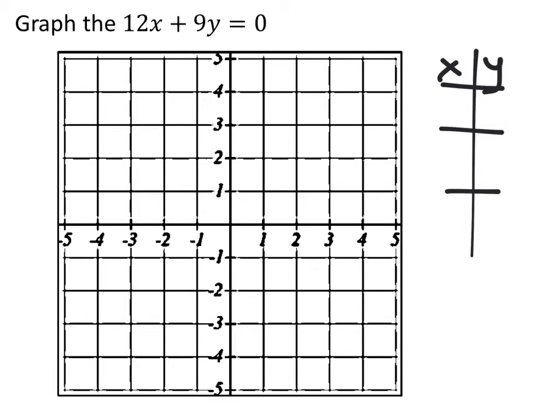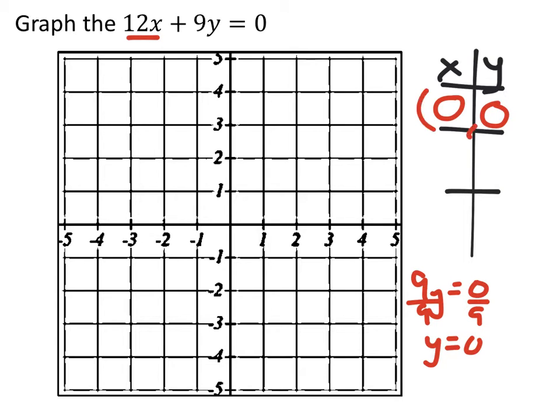So we'll choose an x value that's 0 on this one, and you'll see it won't matter if you choose x or y as 0. But since x is 0, it's going to zero out the 12x, which leaves us with 9y equals 0. And to solve this one, you divide both sides by 9 to get y equals 0.